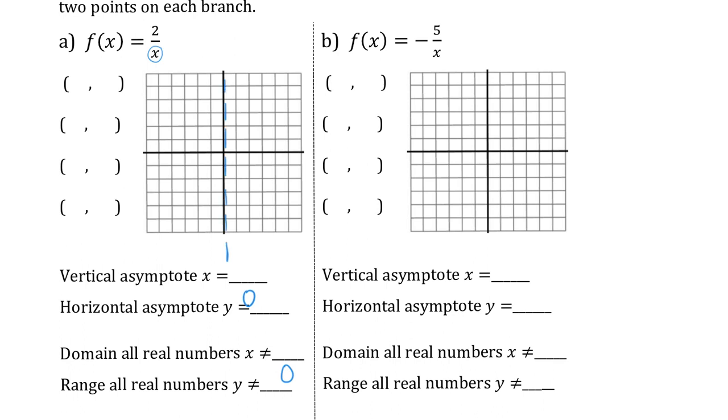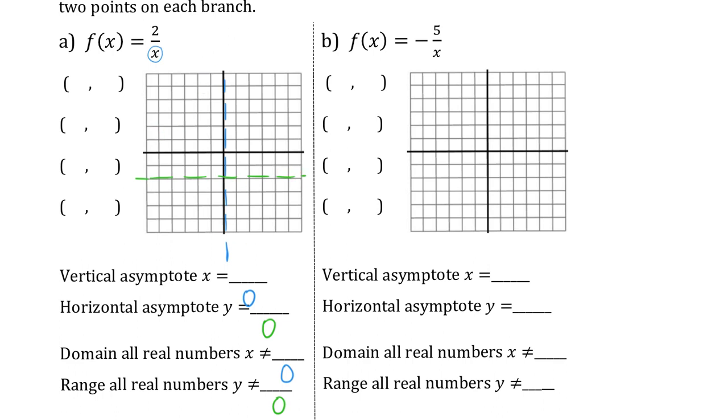Generally, the parent function has a horizontal asymptote at y equals 0, right here. So it's not going to cross right here. So the asymptote is y equals 0. The range is that the y values cannot equal 0, they're everything but 0. Now I know there's going to be two branches. I want to graph them. They're normally symmetric, like maybe one's here and here, or one's here and here.